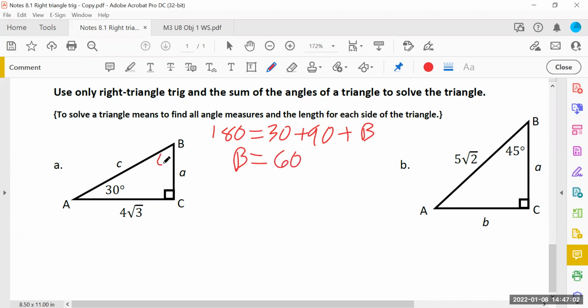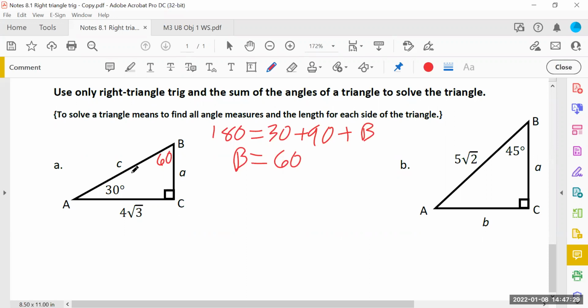Now, this should ring some bells for you guys. You hopefully did some work with these special right triangles last year. And the hope would be you see that 30, 60, 90, and you go, oh, I've dealt with this before. Notice the instructions here say use only right triangle trig and the sum of the angles of a triangle to solve the triangle, meaning you do not need a calculator for these. You should be able to find all the information you need because it's a 30, 60, 90 triangle.